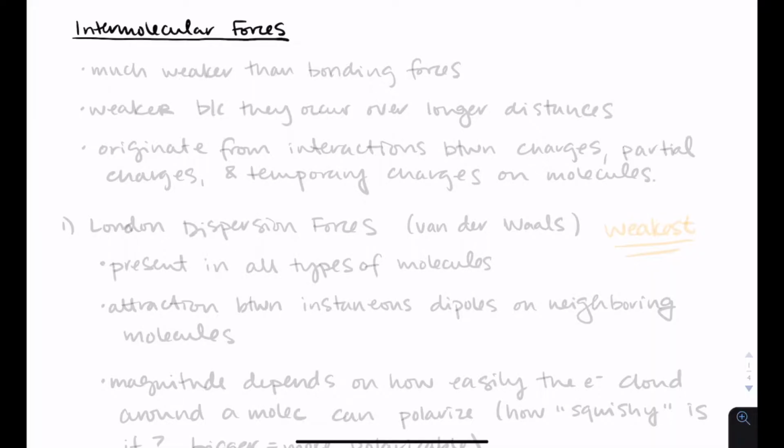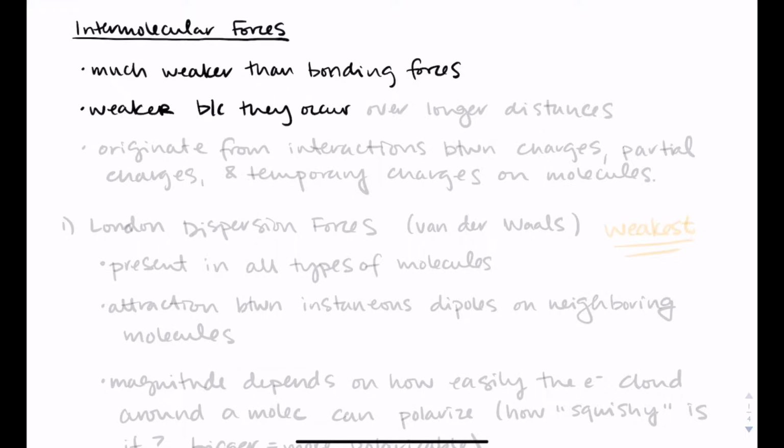In this module, we will move on to talking about intermolecular forces. I will enunciate here, it is intermolecular, not intramolecular. Intermolecular forces are much weaker than bonding forces. The bonding forces, something like a covalent bond or an ionic bond, would be intramolecular. It's inside the molecule. These are forces between two molecules.